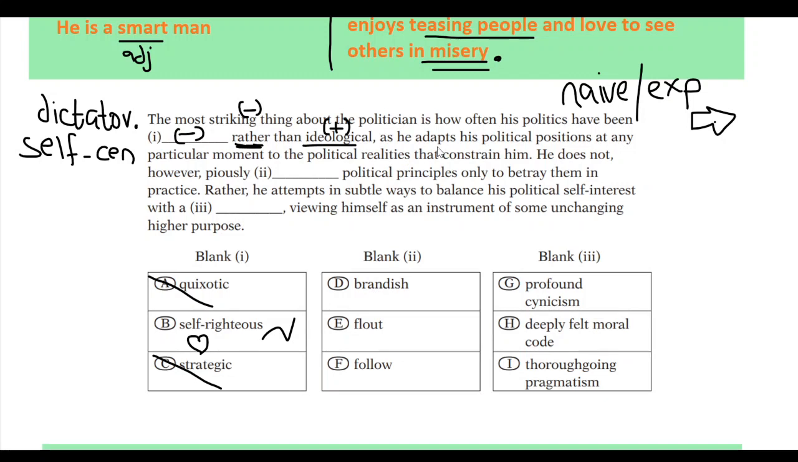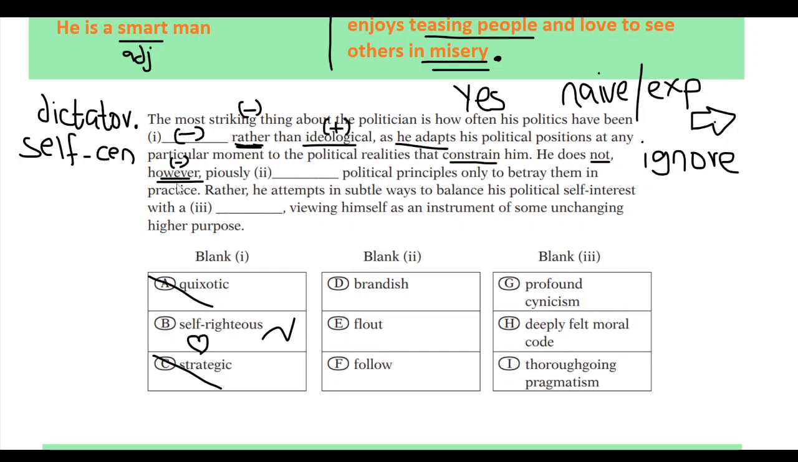Okay, moving on. As he adapts his political positions at any particular moment to the political realities that constrain him. So probably he's just saying yes, or he's adapting to things that constrain him. Okay, moving on. He does not, however. Okay, so I'm predicting that if he's saying yes before, after the however, which is a negative word, he is gonna say no or ignore. Yeah, ignore these political principles, something to this effect. He does not, however, or so if he's ignoring and there's a not, I have to say the opposite, right, in order to make sense.